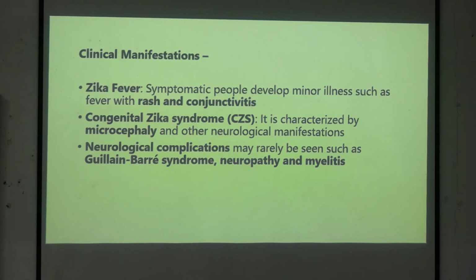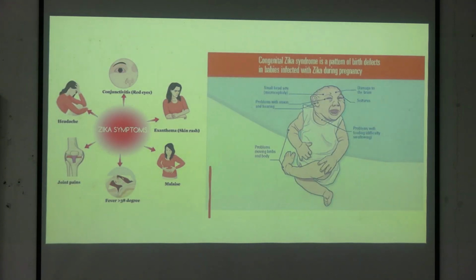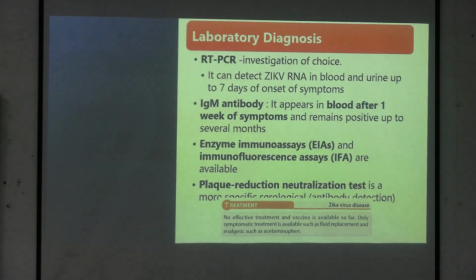Microcephaly, automatically when microcephaly is there, neurological manifestations like Guillain-Barré syndrome and everything will come. So this is how a Zika affected neonate will look. You can see that the child's head is underdeveloped, it's very small. You will have microcephaly, along with that you will have neurological syndromes.